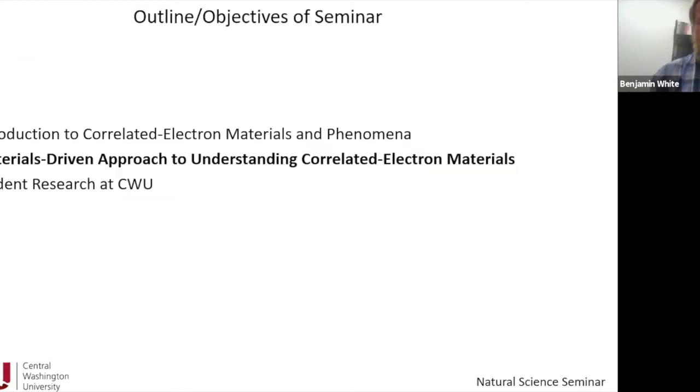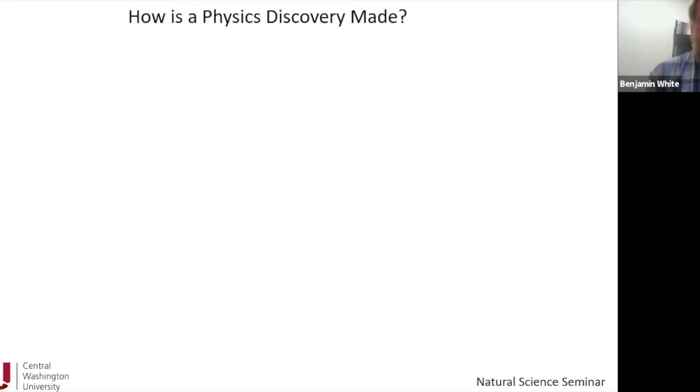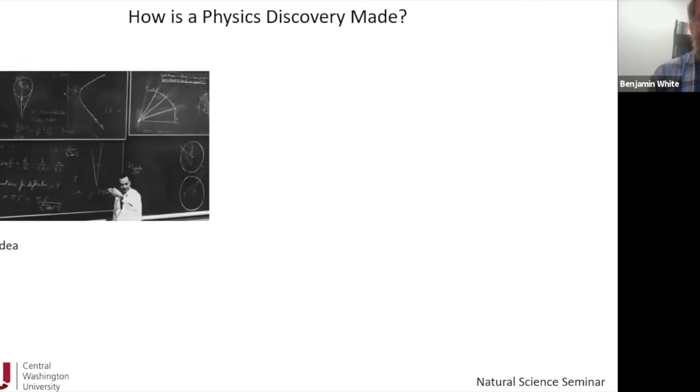So we're going to talk about the materials-driven approach to understanding these things. It's useful to think about most people's conception of how a physics discovery is made. Most people have this idea that a theorist comes up with a theoretical idea or has a model, walks up to a chalkboard, does a bunch of calculations, maybe develops a testable hypothesis.